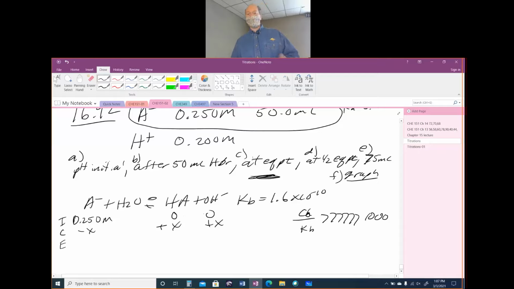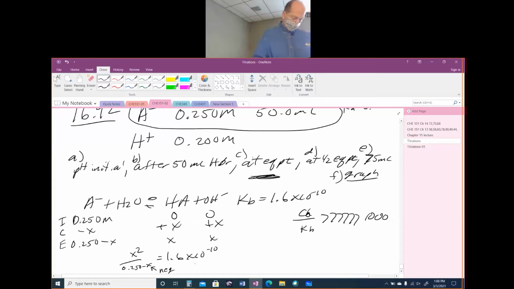Again, we don't need a new initial because both of these are already zero. Only need one of them to be zero. In this case, both are zero. So we have 0.250 minus x, we have x, we have x. And so x squared over 0.250 minus x is equal to the Kb, 1.6 times 10 to the minus 10. You neglect this x, you do not have to check it. And so you take your 0.25 times 1.6 times 10 to the minus 10, and then you take the square root of that product, and you get 6.3 times 10 to the minus 6.